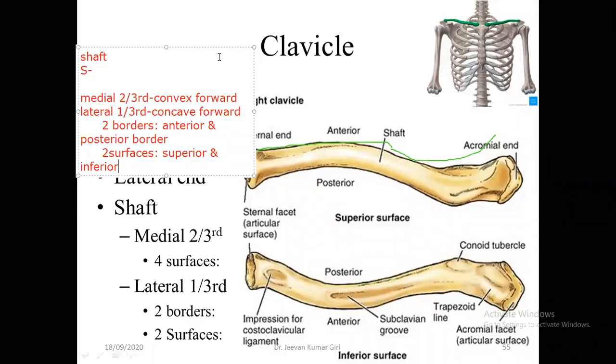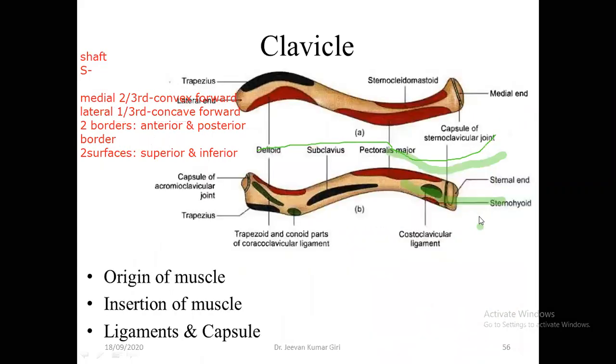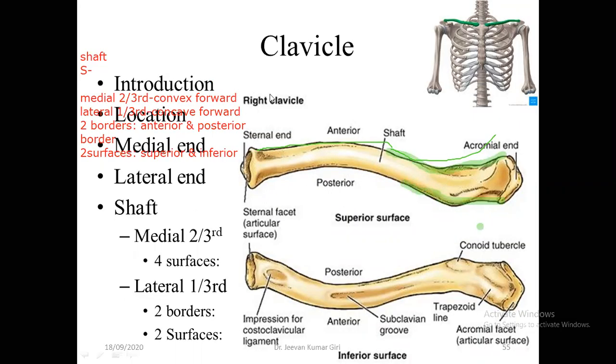Now see here in this diagram. So see, this is the anterior border. This is the posterior border. Then the next two surfaces, this is the superior surface, next will be below. So here is the inferior surface and the superior surface is here. So this is the superior surface. So two surfaces. Okay, are you getting up to here?